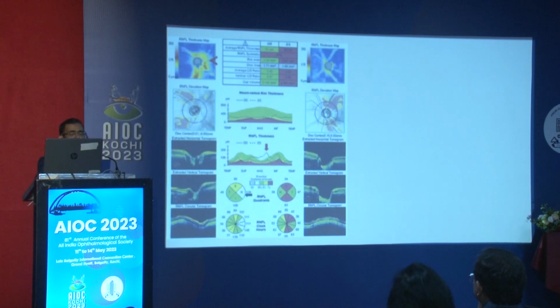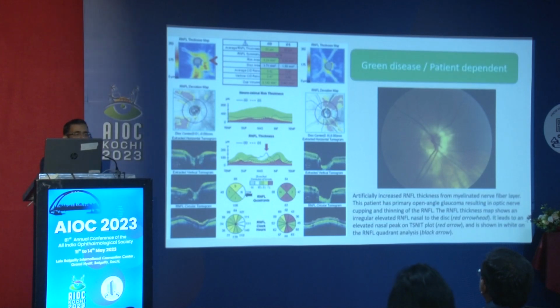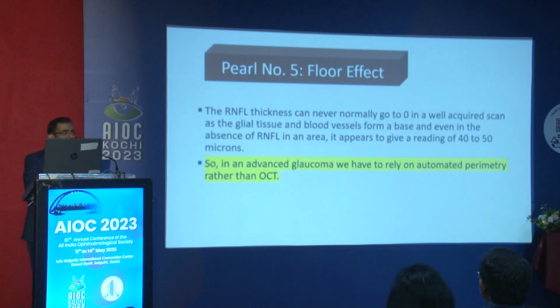The vice versa can also occur. In this printout, you can see only the left eye is having glaucoma and the right eye is not glaucomatous. But if we see carefully the disc, the myelinated nerve fibers have increased the RNFL values in the right eye, thus masking glaucoma. So this is an example of green disease where we may miss glaucoma because the OCT does not pick it up.